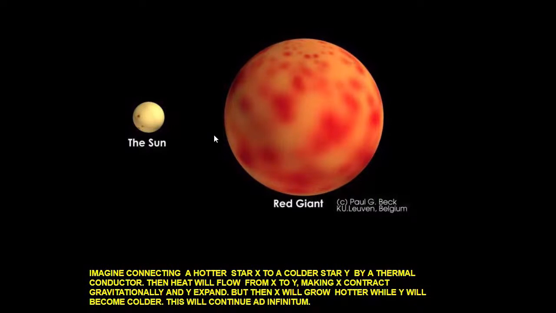So surface of the red giant becomes cooler, sun becomes hotter, but then more energy will go from sun to red giant. So it's a runaway process. As the sun loses heat to the red giant, sun shrinks, becomes hotter and hotter, red giant expands, becomes cooler and cooler, and the whole process goes on. Sun will become hotter and hotter, red giant will become cooler and cooler. It's a paradoxical situation as it will continue to go ad infinitum.